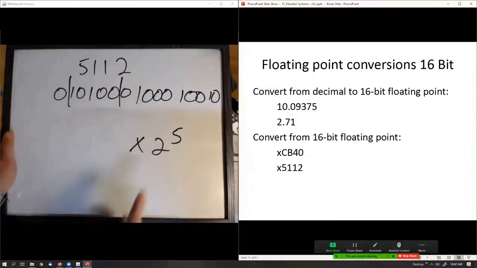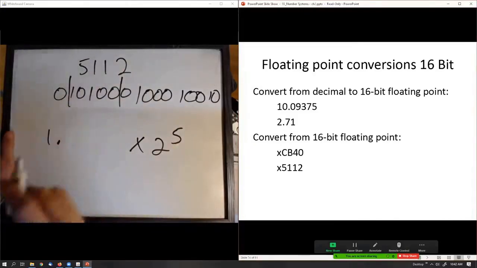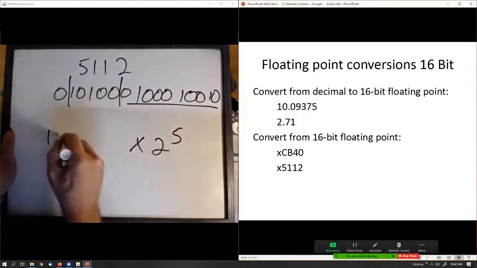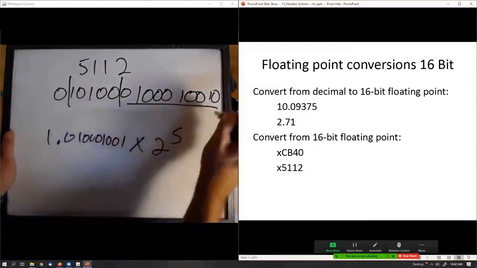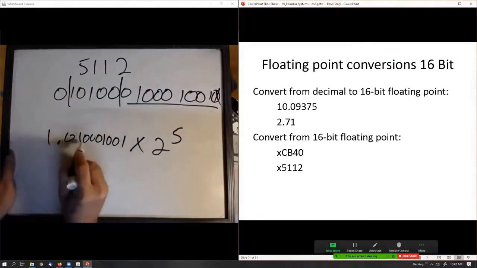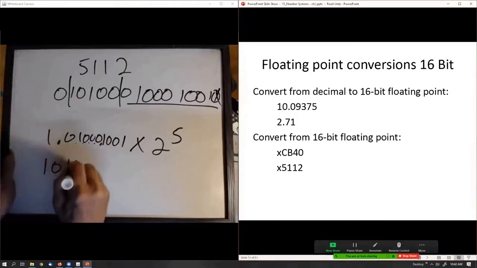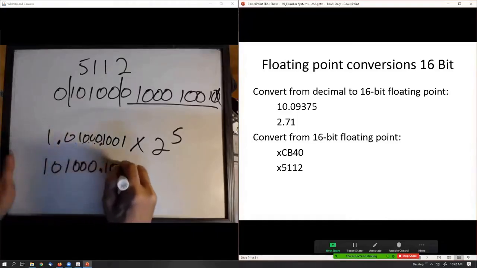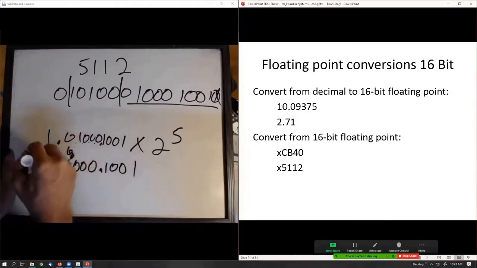So I look at this and I go 2 to the 5th. I write my mantissa 1 point, because I always put that in, and then I put this number in, 0100 0100 1. Leave off those extra zeros on the end because they're not really helpful. All right, times 2 to the 5th. 1, 2, 3, 4, 5. So this becomes 101000.1001.